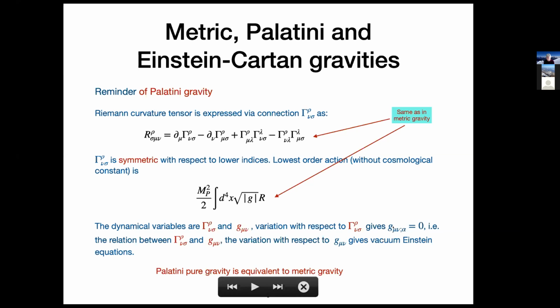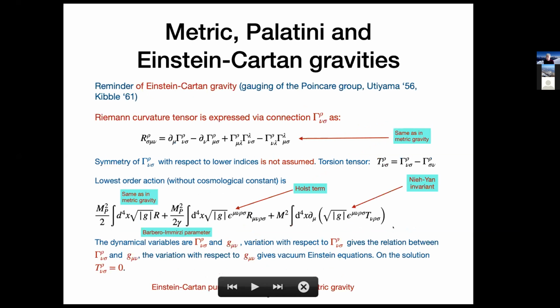So the only difference is the different set of independent variables you started with, but at the end of the day this is all exactly the same. Okay, finally, Einstein-Cartan gravity.